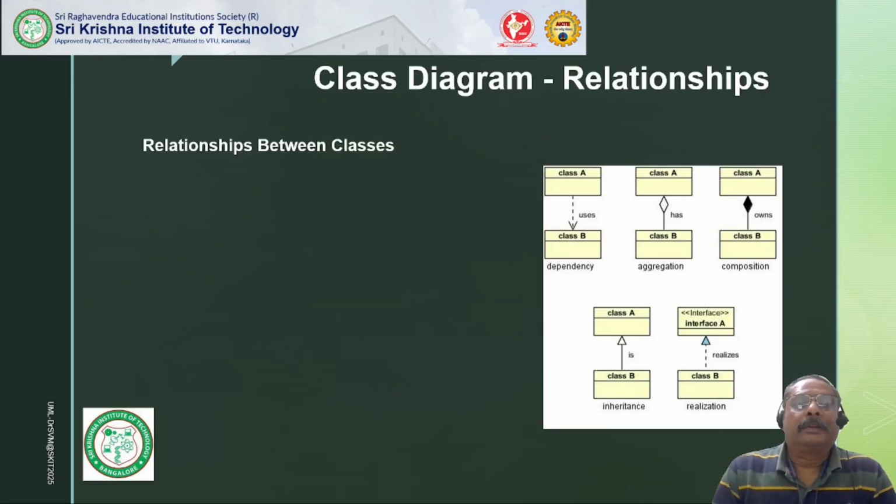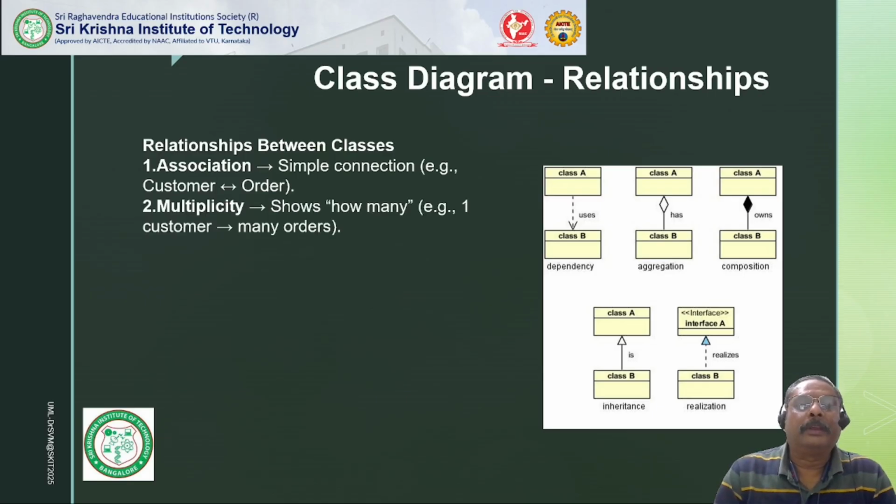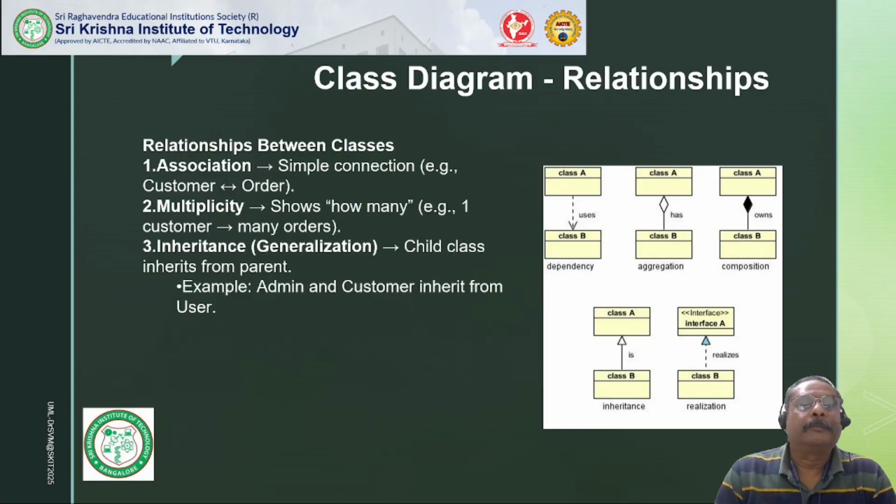Then we have relationships between the classes. It may be an association, that is a simple connection, for example a customer is related with an order. So every order should be created by a customer. Multiplicity shows how many, that is one customer may have multiple orders, but any order should be given by only one customer.